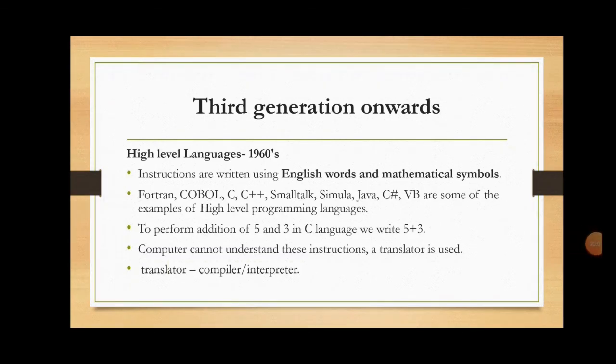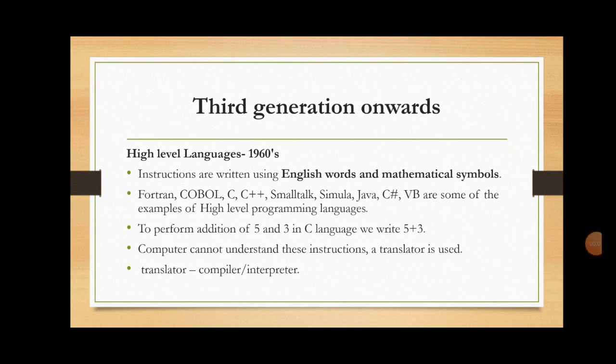To overcome the drawbacks of assembly level language, a new set of languages which use English words and mathematical symbols were designed in 1960, and they were called high-level programming languages. Fortran, COBOL, C, C++, Smalltalk, Simula, Java, C#, VB are some examples of high-level programming languages. To perform addition of two numbers 5 and 3 in C language, we will write 5 plus 3, which is more readable than any other programming languages.